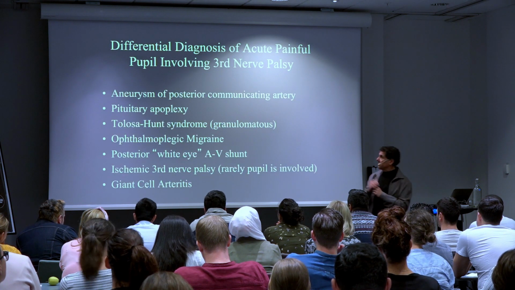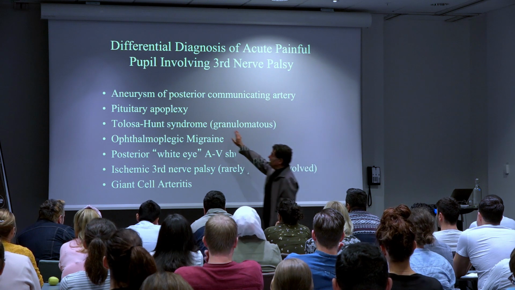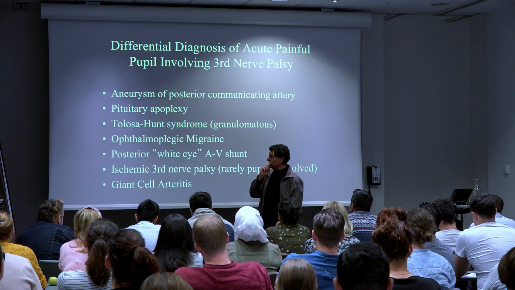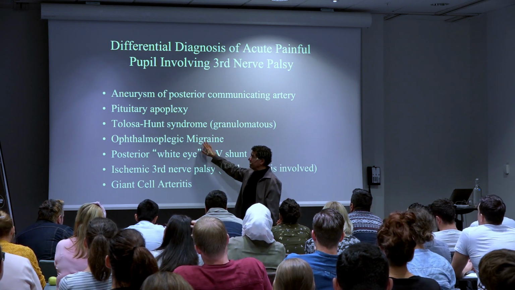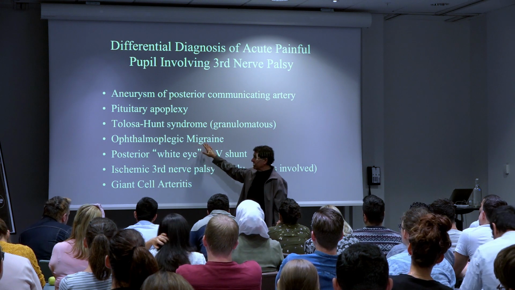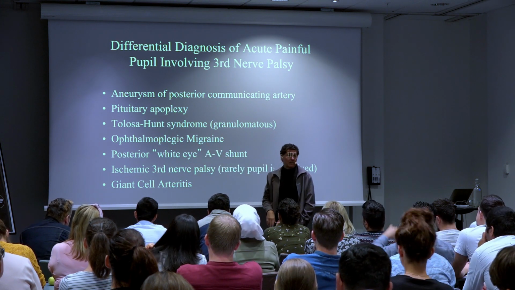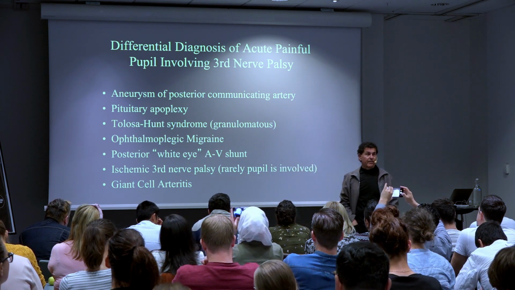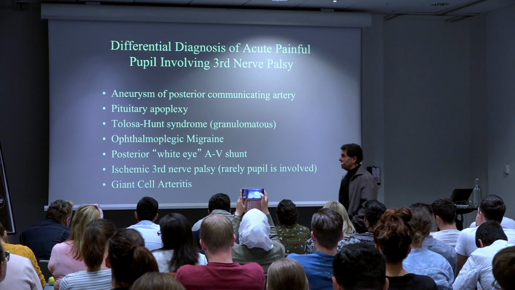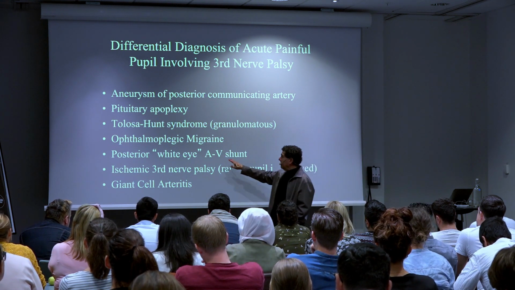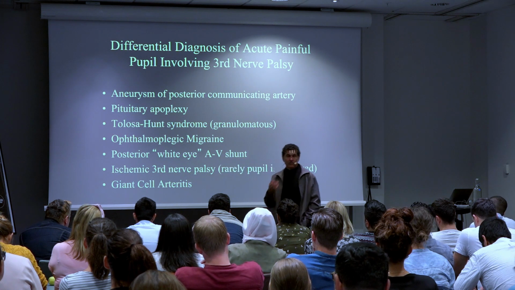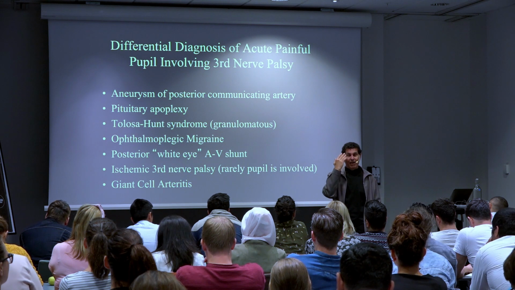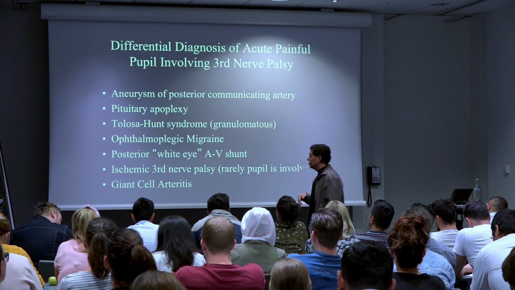So here's our list. So Tolosa Hunt, which is a granulomatous disease, painful third nerve. That's in the orbital apex. Ophthalmoplegic migraine, we're going to talk about what the heck that is. But these are kids sometimes that first come to the emergency room with headache, and then they get a third nerve pupil involvement, and it can be repeated. An AV shunt called a white-eyed shunt. So some of these arterial venous shunts are directed posteriorly and get the third nerve without the red eye findings.